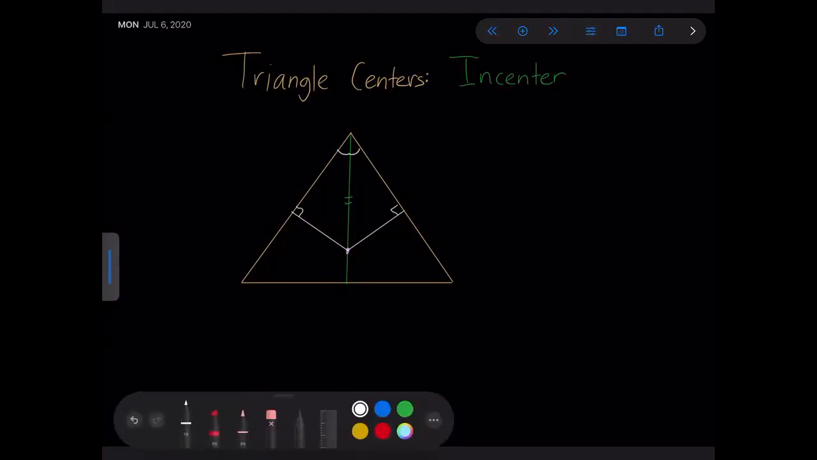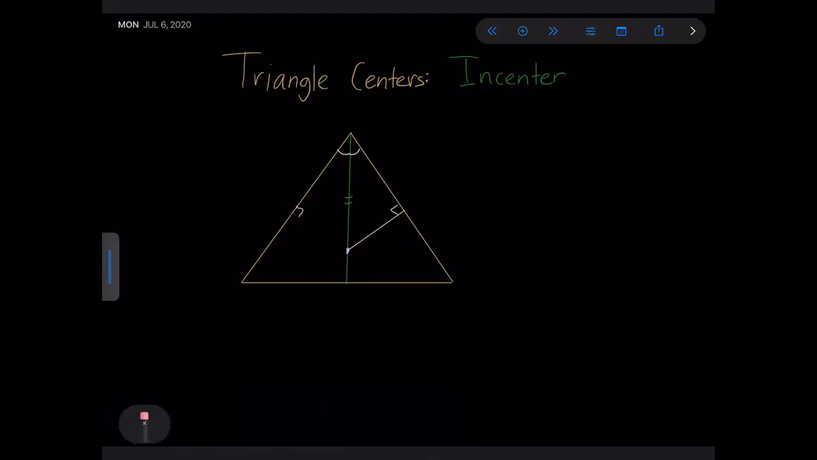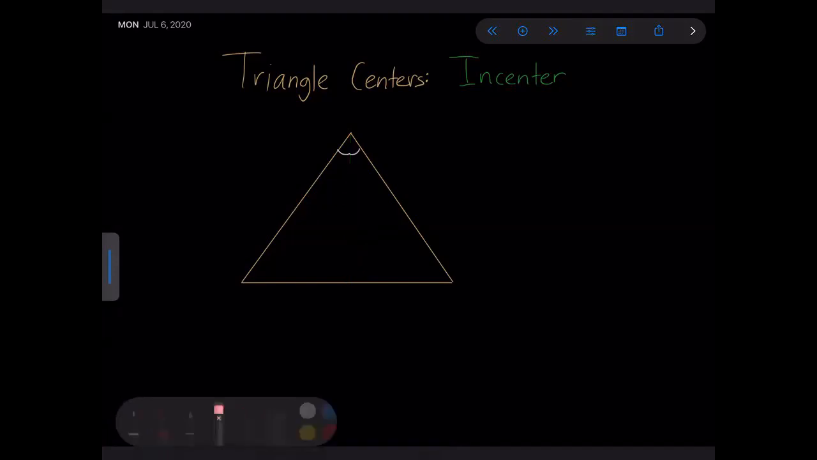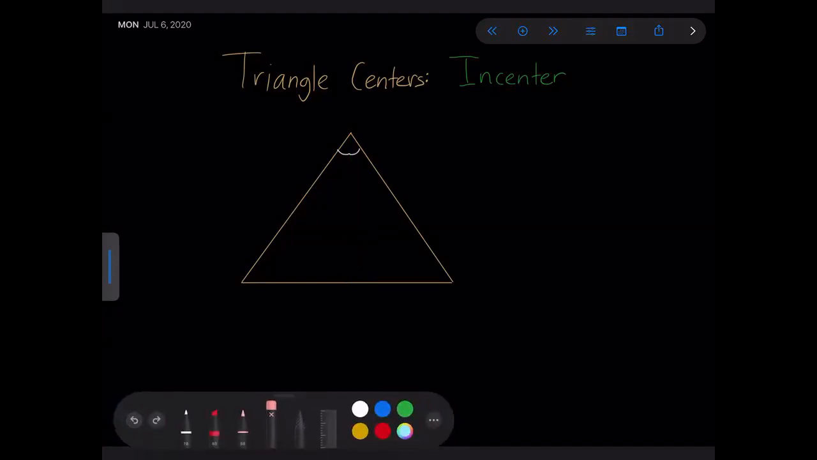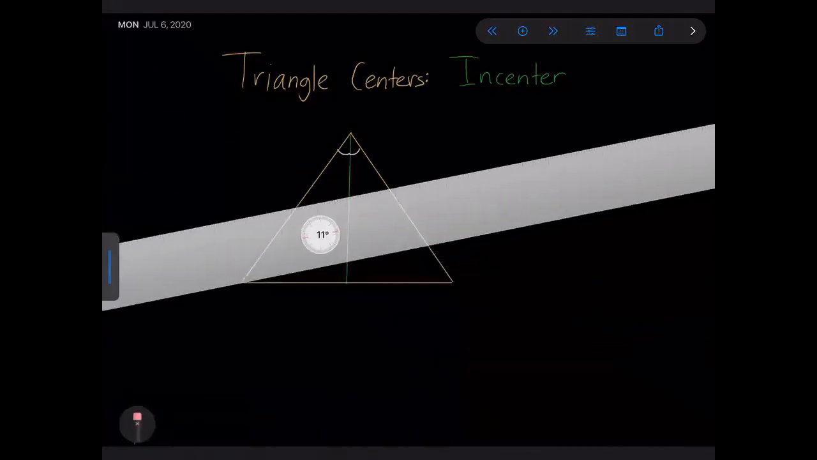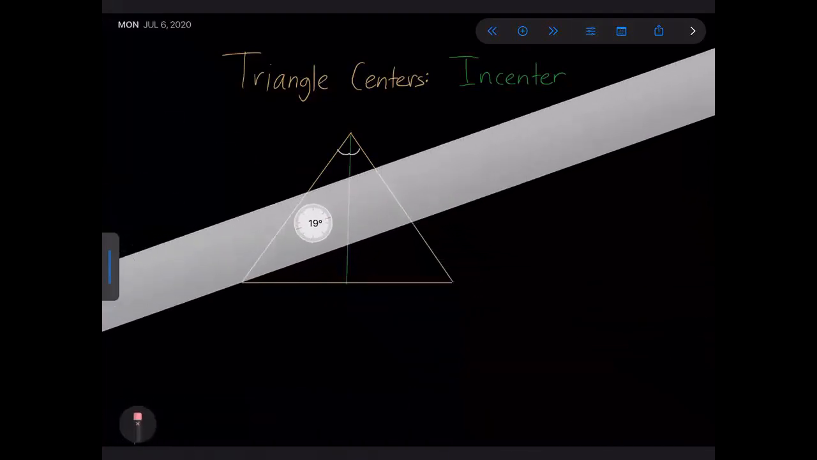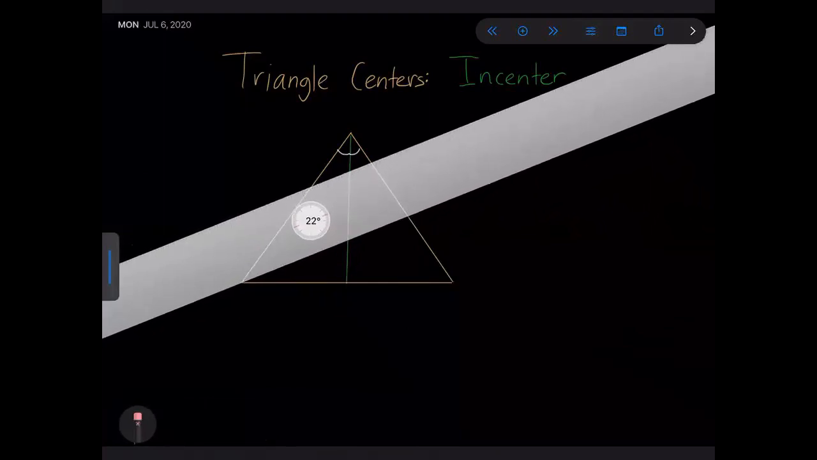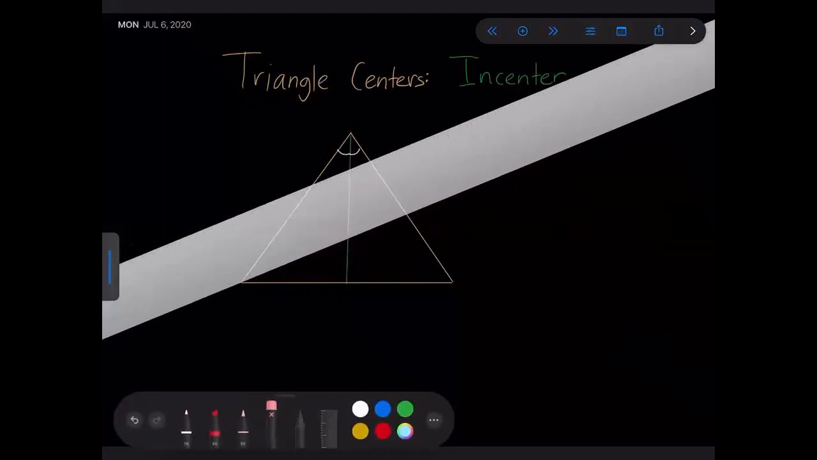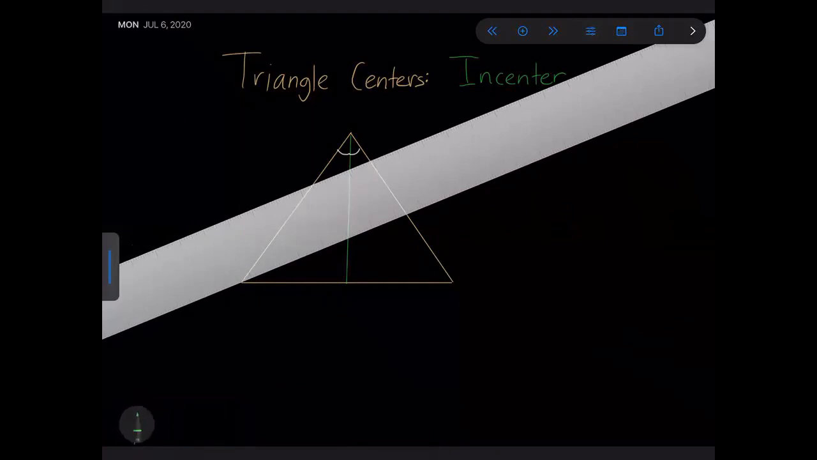But how do you prove that those three angle bisectors intersect at one point? How do you prove they're concurrent? Well, let's take a look at two of them. So I'm going to erase all of this and erase that one as well. Whoops. So let's draw our second angle bisector, which is about this much, I believe. Let me just draw that.